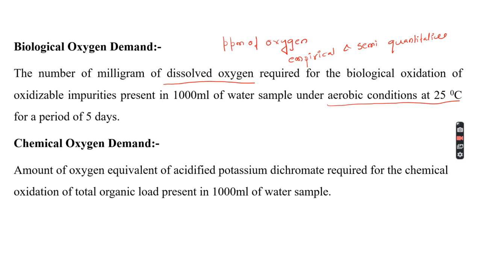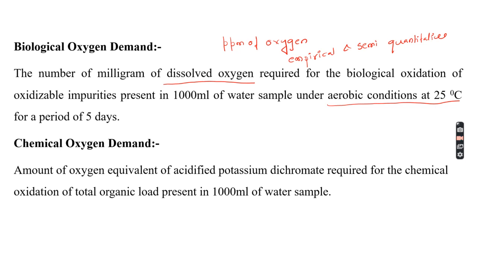It represents the total oxidizable impurities present in sewage water. This includes both biologically oxidizable as well as biologically inert and chemically oxidizable impurities or organic matter present in the sewage water. So we define chemical oxygen demand as the amount of oxygen equivalent of acidified potassium dichromate required for the chemical oxidation of total organic load present in 1 liter of water sample.